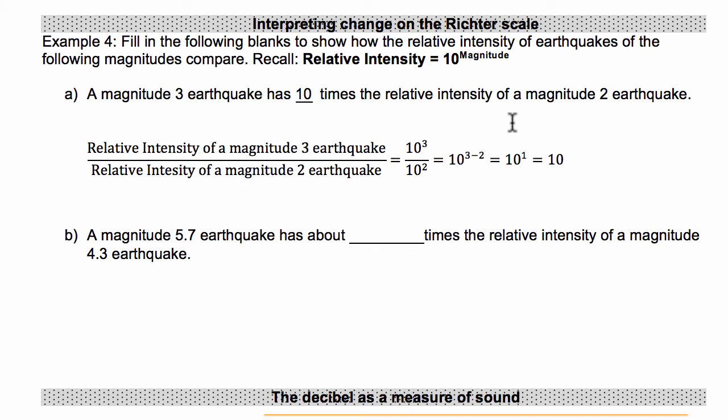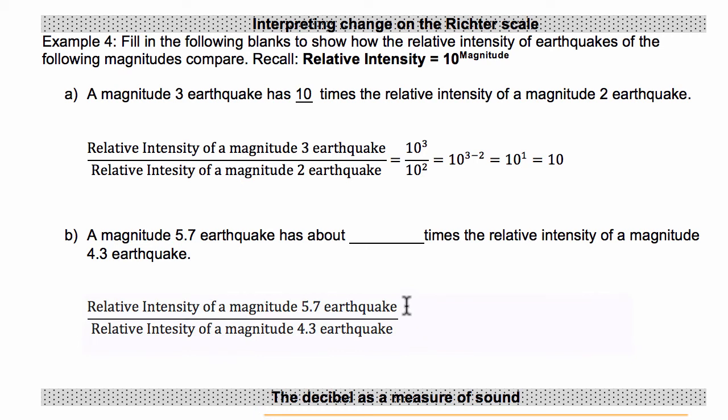Part B. A magnitude 5.7 earthquake has about blank times the relative intensity of a magnitude 4.3 earthquake. Once again, we will use comparing division to solve this problem. We will take the relative intensity of the larger earthquake and divide it by the relative intensity of the smaller earthquake to find how many times larger in relative intensity the bigger earthquake is when compared to the smaller earthquake.